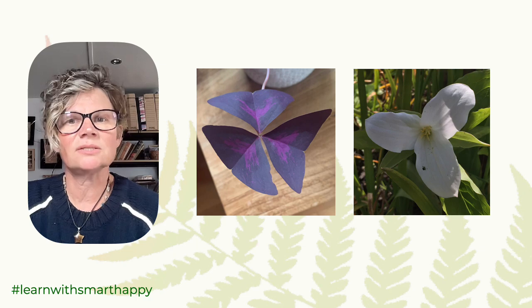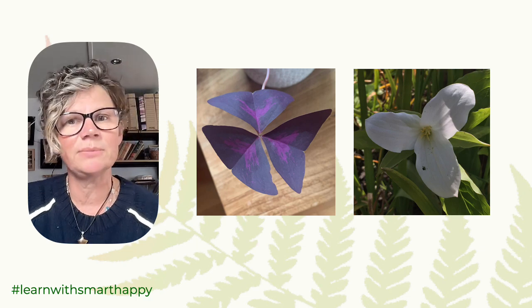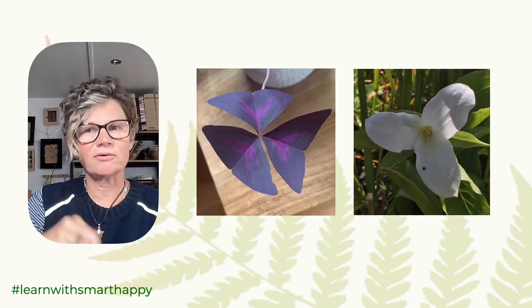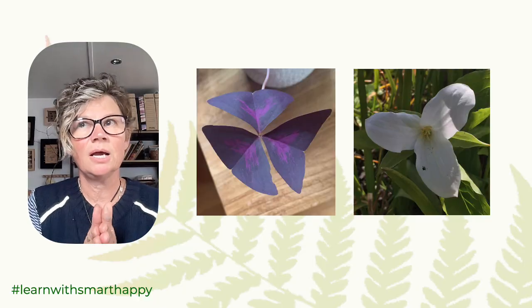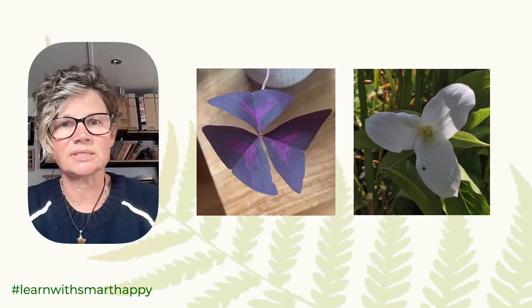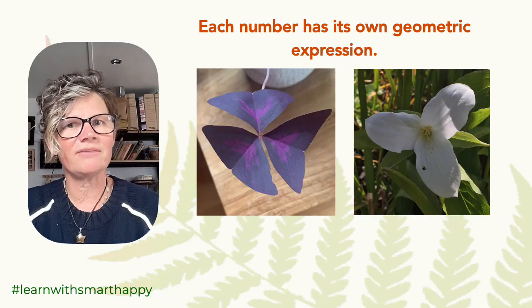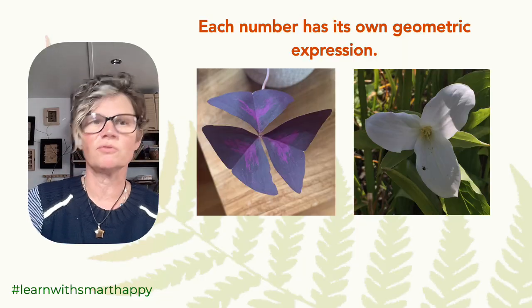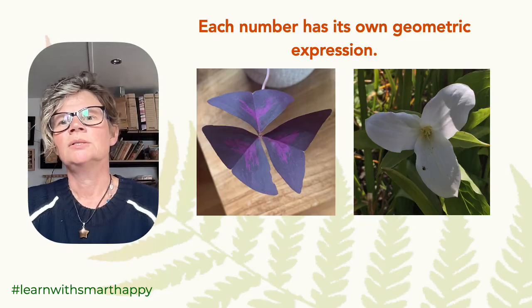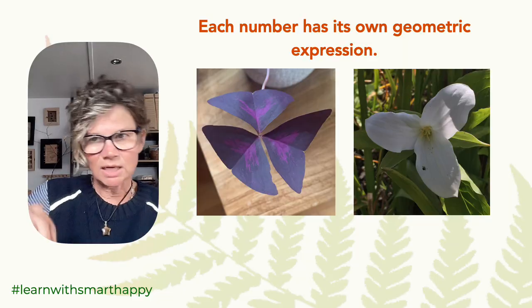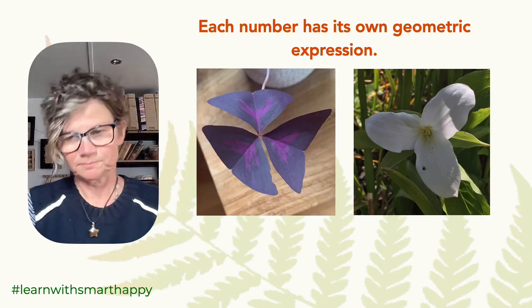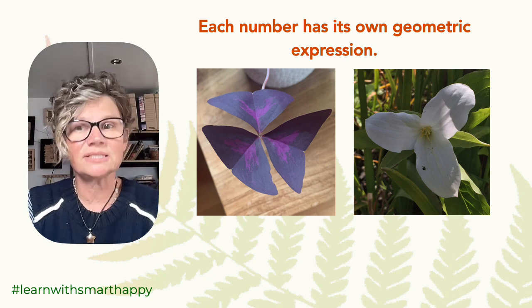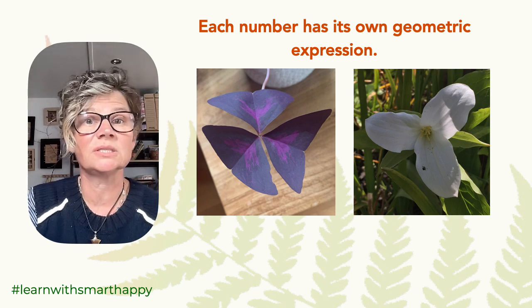And on the right there, that's a trillium, appropriately named because it has 3 petals. And they're all arranged in a rotational arrangement out from the center. So this is the very, very beginning of looking for numbers in nature. And each number will have its own geometric expression. So that expression of 3 differs from the expression of 5 or 4 or 6, etc. Once we understand the first simple ones, then we go outside and we start to look for them.